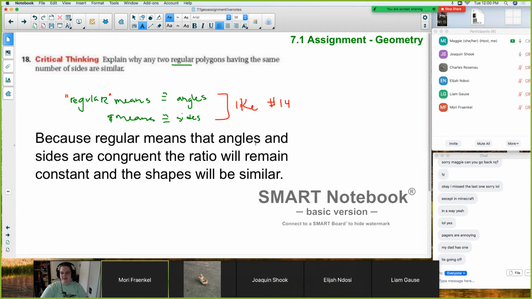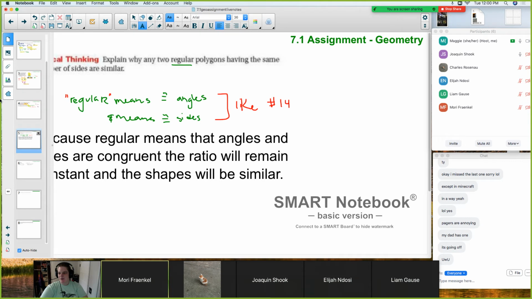I'm just waiting because some people might actually be writing this down. It's cool. Just checking. Oh, we have a few more problems.